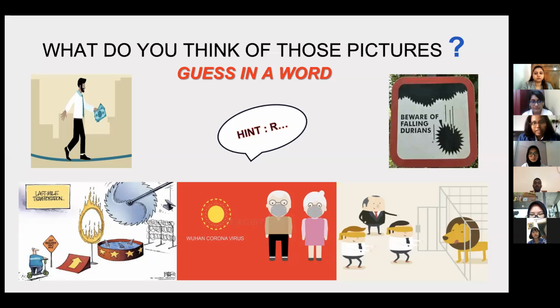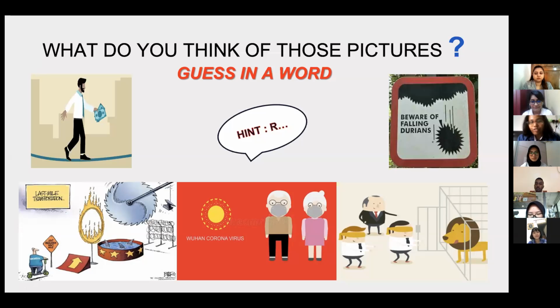So what do you all think of those pictures? There are similar elements related to these pictures. So you have to guess in a word and drop your answer in the chat box. The hint is the word will start with the letter R.